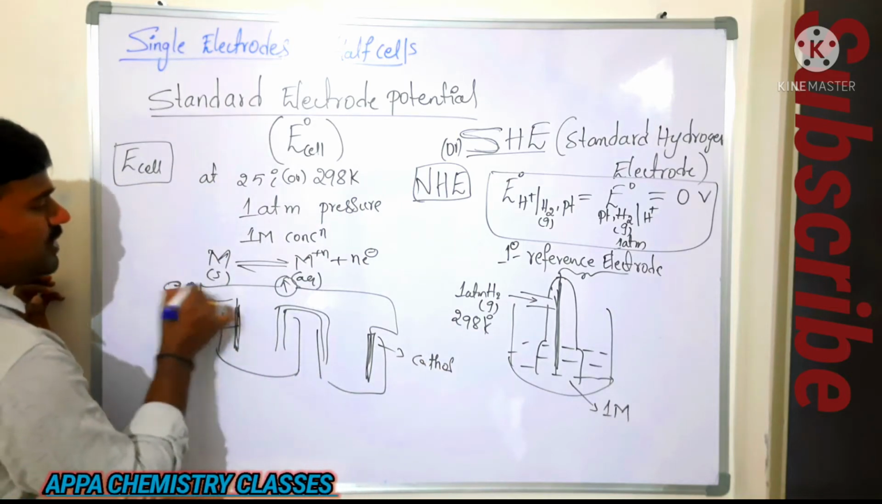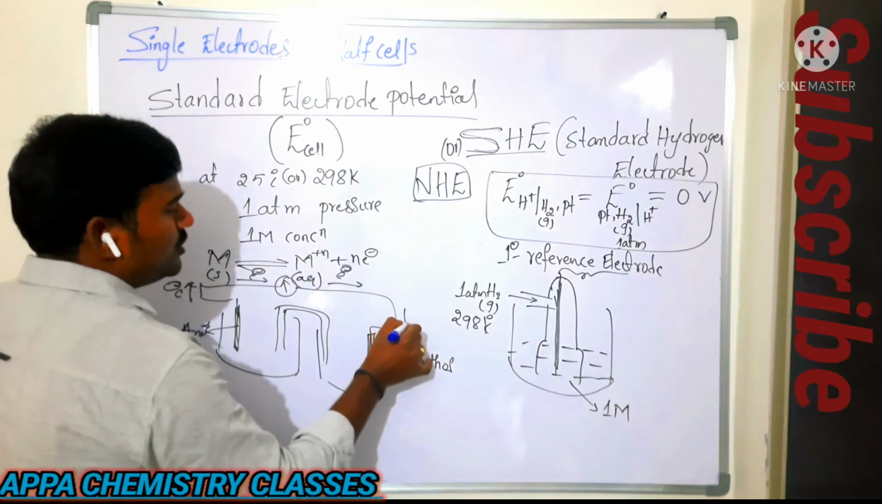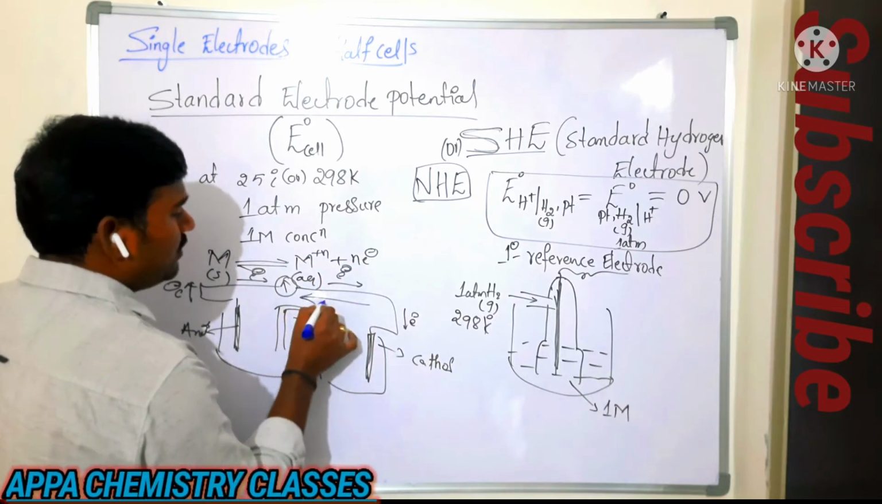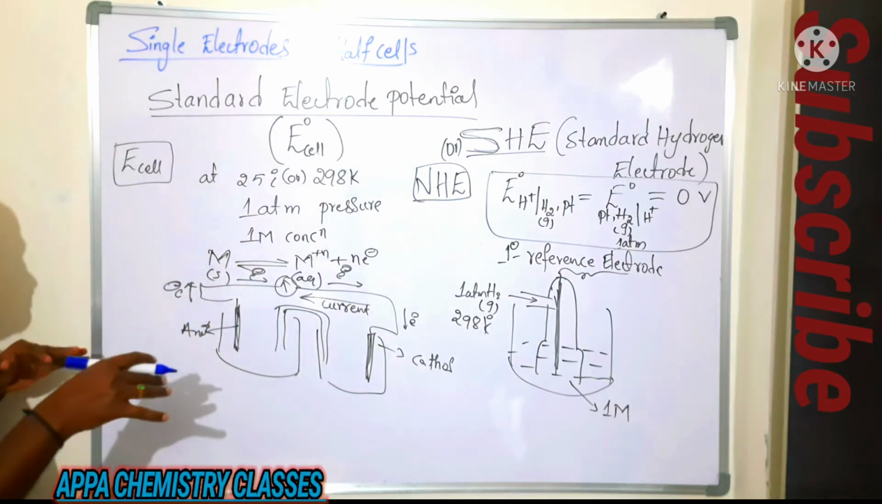Electrons are moving in this direction, so current will move in the opposite direction. Is that clear? So that is the flow of current.